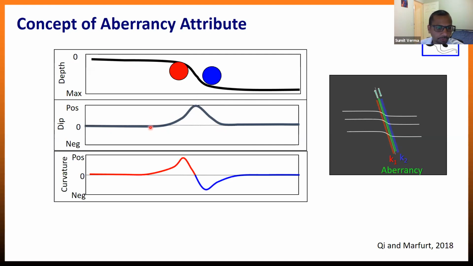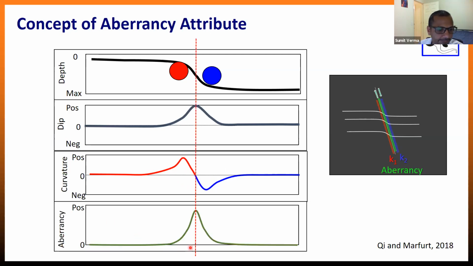Further on, if you want to compute the curvature, you will find that on the positive side you can fit a circle here, and then you can fit a circle on the top. So positive curvature and negative curvature. That's how we are doing it here. And then on top of this, if you take another derivative, that will be our aberrancy. The azimuth of aberrancy can also be calculated, and that will show you the direction of the trough or the downthrown side.